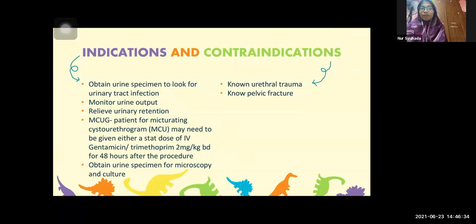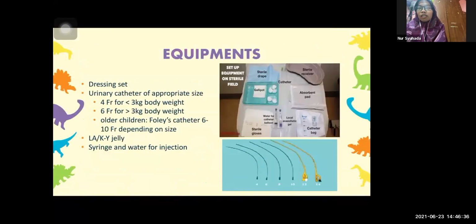The next slide. So these are the equipment needed. The first one is the dressing set. And then the dressing set may contain things like sterile drape, absorbent pad.